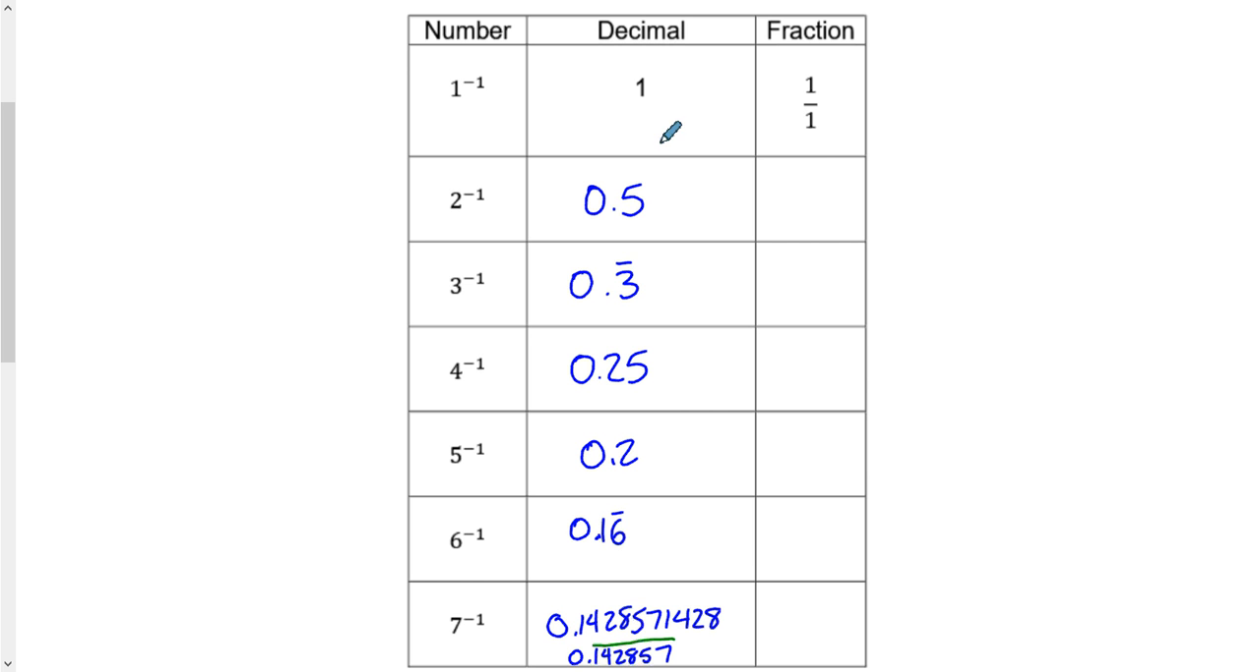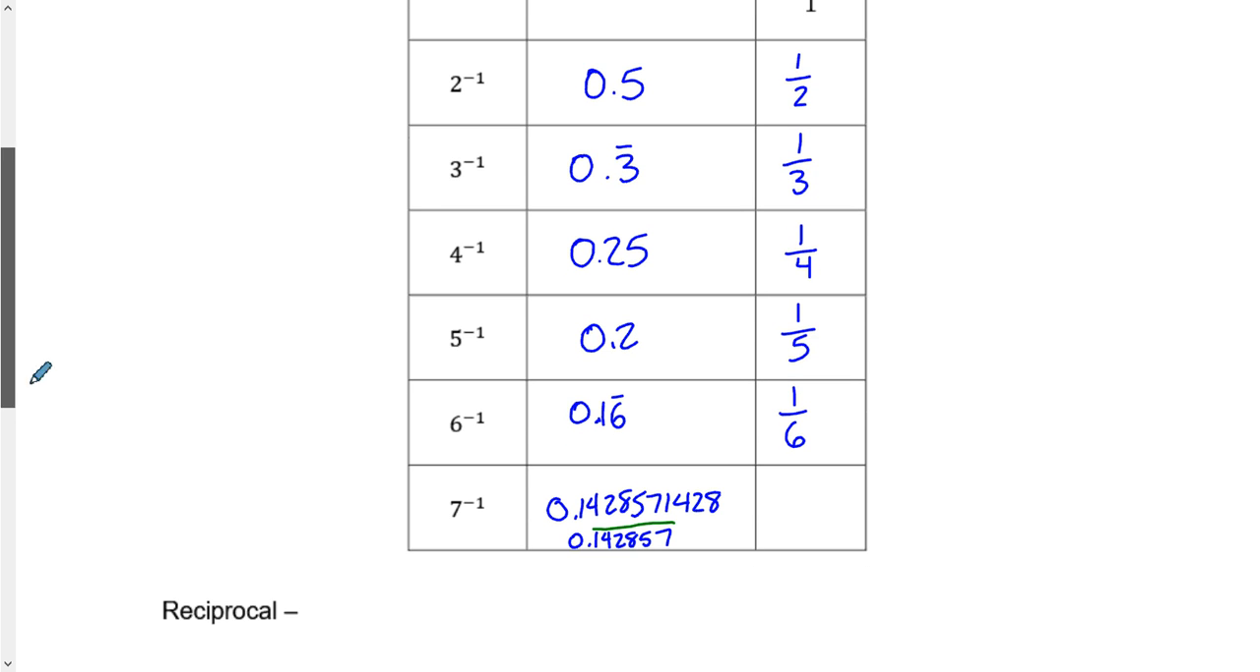So where does that tie into our fractions? Well, 0.5 as a fraction is 1 over 2. 0.3 repeated as a fraction is 1 over 3. 0.25 is 1/4. Maybe you can see the pattern already. 0.2 is 1/5. 0.166666 is 1/6. And the last one is going to be 1/763rd. No, I'm just kidding. It's 1/7.